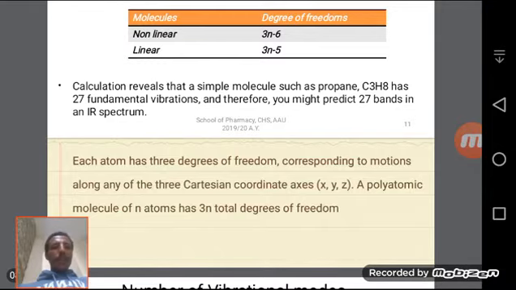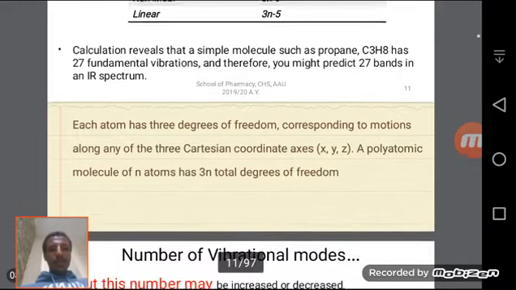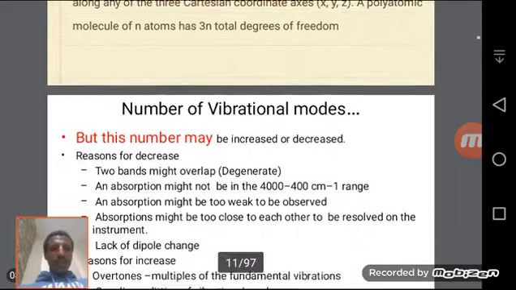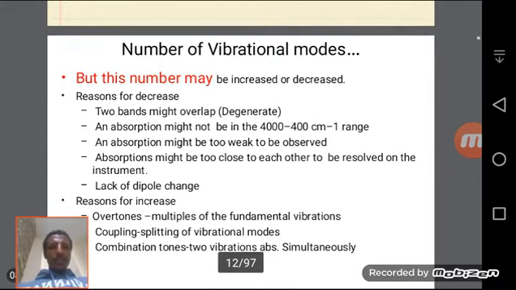That means translational and rotational vibrations are subtracted. But this number may increase or decrease. There are factors that affect the increasing or decreasing of this number of fundamental transitions.